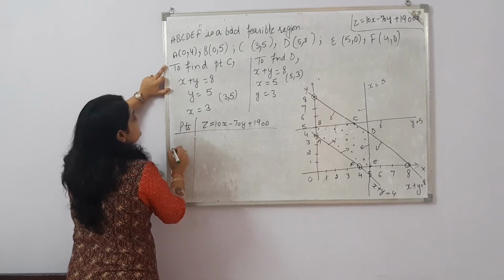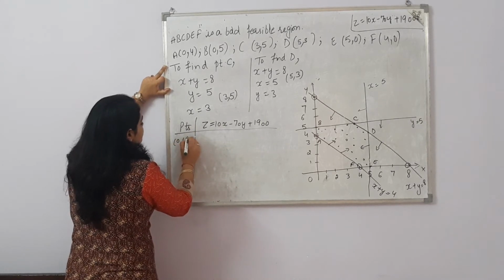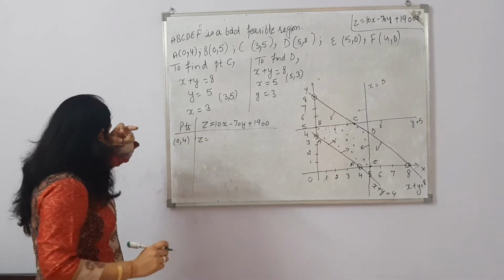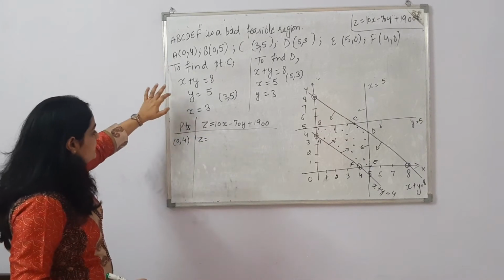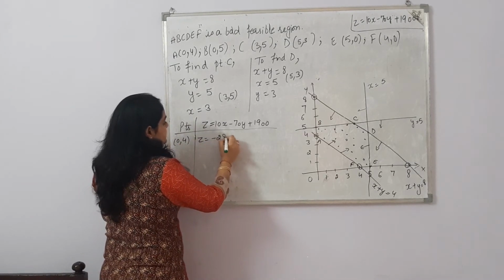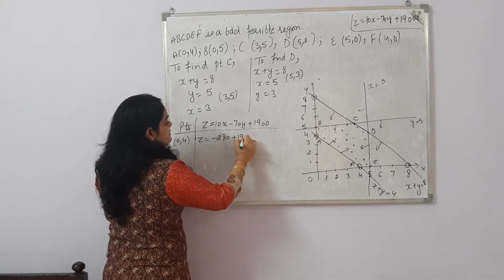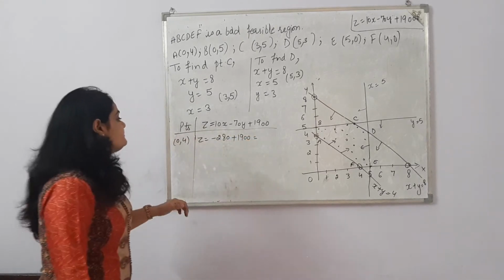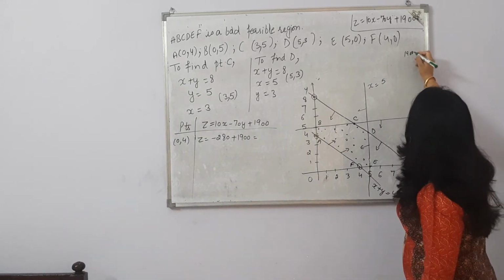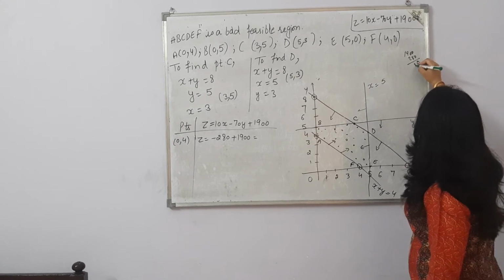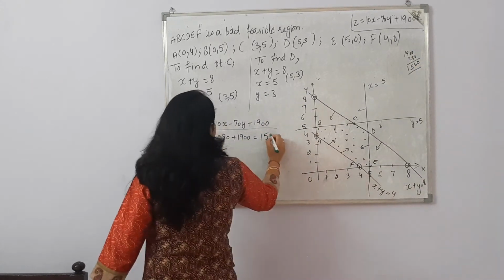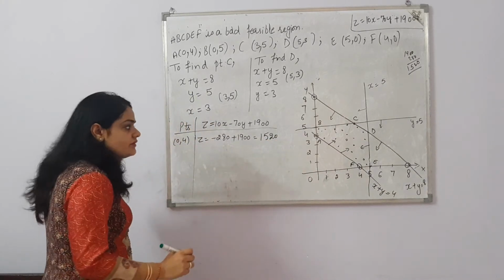Now the very first point is (0, 4). First of all, we'll substitute this point, the point A. So 10 times 0 is 0, minus 280, plus 1900. So 1900 minus 280 is 1620. The transportation cost will be 1620 rupees.